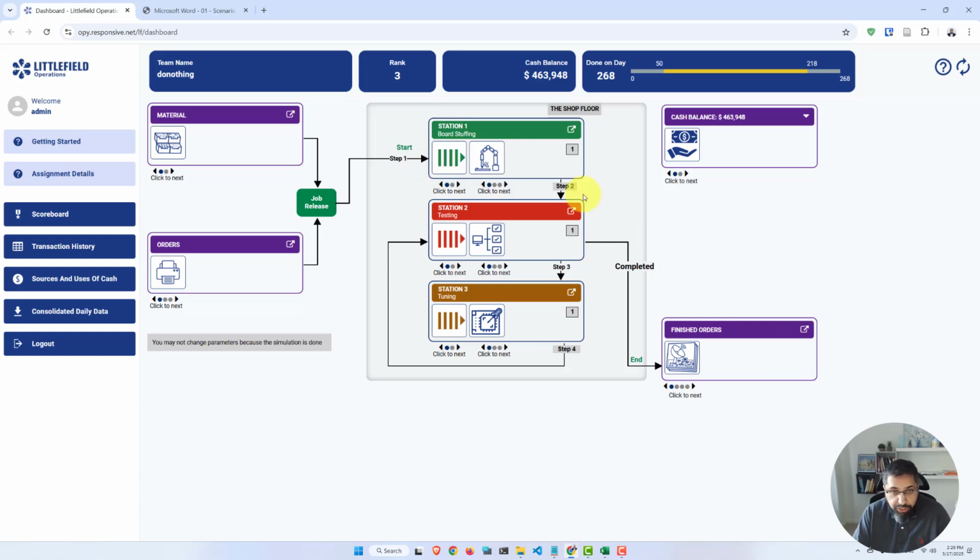You have 3 stations. And you go to station 1, then you do step 2 in station 2, then you do step 3 in station 3, then you go back to station 2 for step 4, and then you get completed and you go out of the factory.